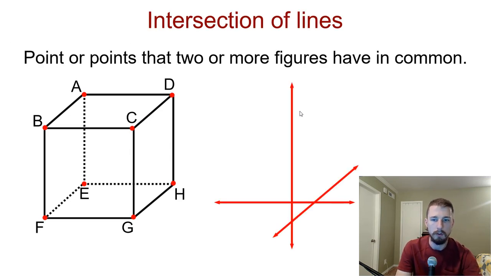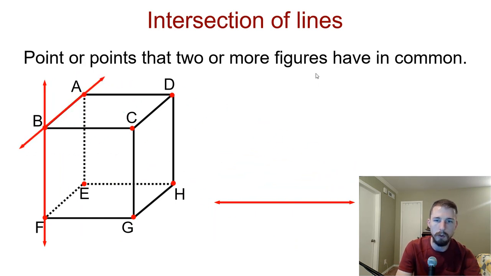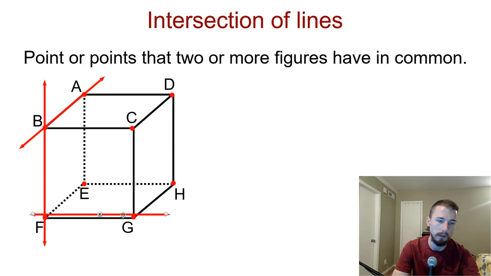All right, intersection of two lines. So let's say we have two lines. We'll start out with BF and we'll do AB. So do those two lines intersect? Yes. What is the intersection of those two lines? Well, these two lines intersect at point B, right? Okay, so the intersection is the point or points that two or more figures have in common. When we intersect two lines, if they do intersect, it's going to give us a single point. What about these two lines? Yeah, they intersect. FG and FB intersect at point F.